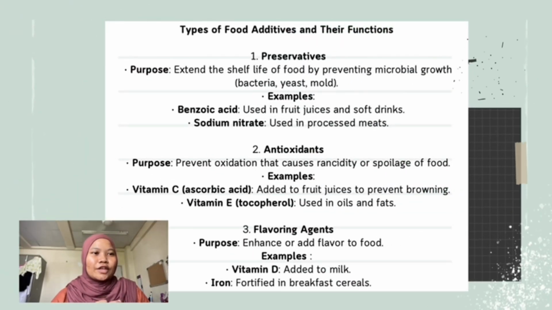First, preservative, to extend the shelf life by preventing microbial growth such as bacteria, yeast, and mold. For example, benzoic acid and sodium nitrate. Number 2, antioxidant, to prevent oxidation that causes rancidity or spoilage of food. For example, vitamin C and vitamin E. Number 3, flavoring agents, to enhance or add flavor to food. For example, vitamin D and iron.